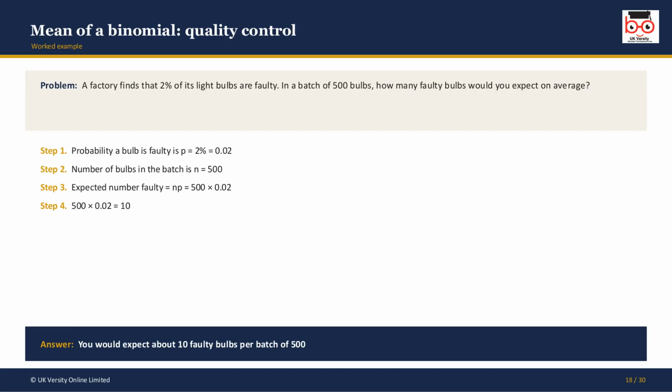Another quick one. A factory finds 2% of its light bulbs are faulty, and we want the expected number of faulty bulbs in a batch of 500. The probability a bulb is faulty is p equals 0.02, and the batch size is n equals 500. The expected number faulty is np, 500 times 0.02, which is 10. So you'd expect around 10 faulty bulbs per batch.